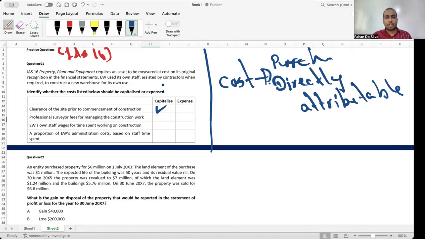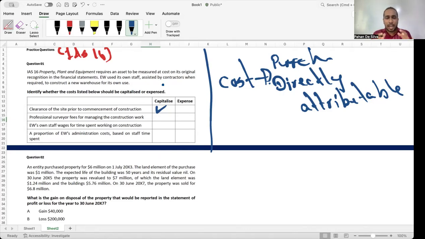The second one, professional surveyor fees for managing the construction work. We have to pay professionals in order to manage our construction work. Without paying them, we will not be able to get the warehouse in the way that we want. We have some kind of architecture or whatever structure in our mind, probably we have put it on paper. So we want the construction works to be managed in that way. To manage that, we need some professionals and we have to pay them. Without this payment, we can't get what?